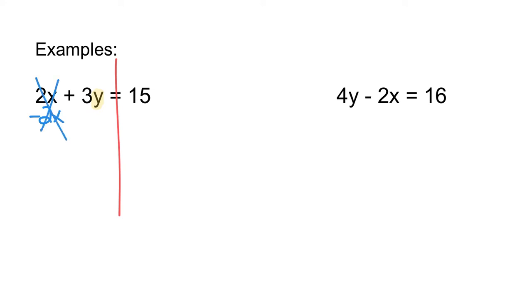Because 2x minus 2x will cancel. What I do on this side, I also do on this side. And I'm going to bring down 3y. Now right here, I have 15 minus 2x. Those can't go together because they're not like terms, so I'm going to bring them down.